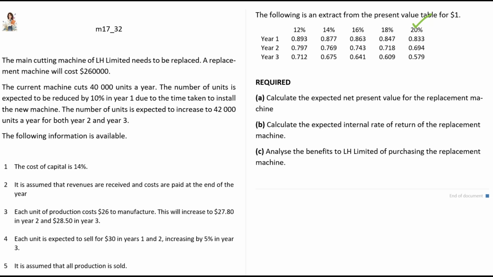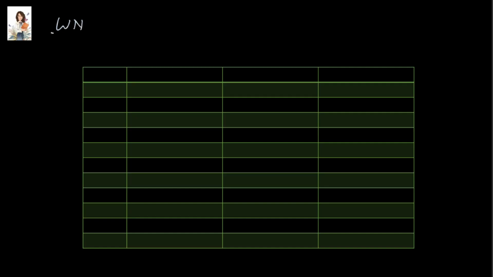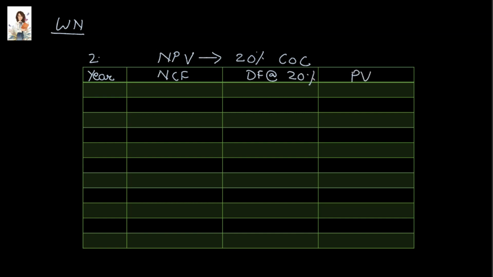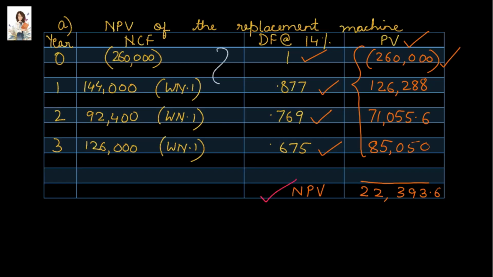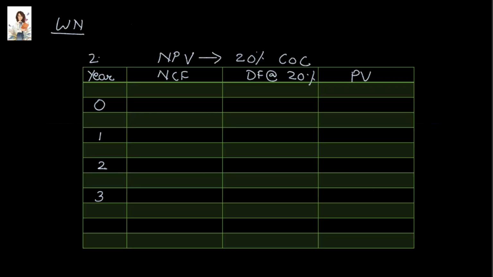We'll have to prepare a working note for it. So this is working note 2, NPV for 20% cost of capital. We'll prepare the usual columns for the NPV table. So we have here net cash flows, discount factor at 20%, and then we have the present value column. We have already seen that the useful life of the machine is 3 years. So in the year column, we will write 0, 1, 2, and 3. We can take the net cash flow figures from part A of our answer. So we can fill the net cash flow column in working note 2.